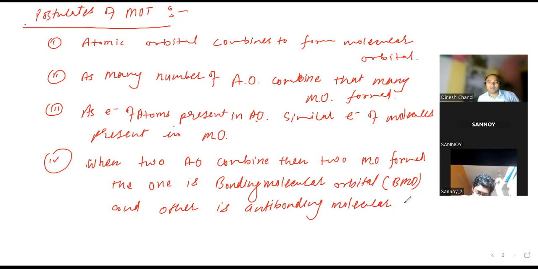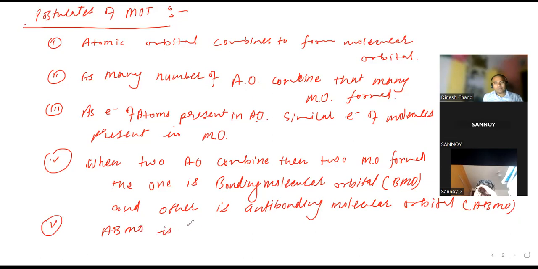And the other is the antibonding molecular orbital, that is ABMO. Yes. Okay, next one: ABMO has more repulsion and more energy than BMO.